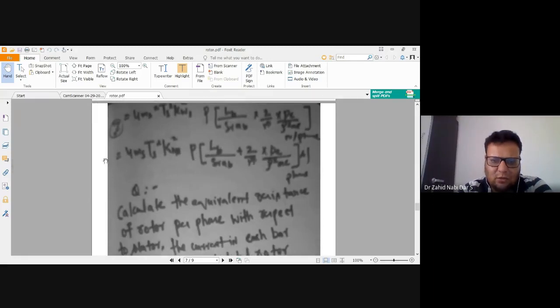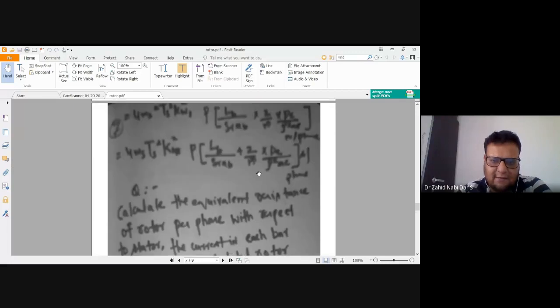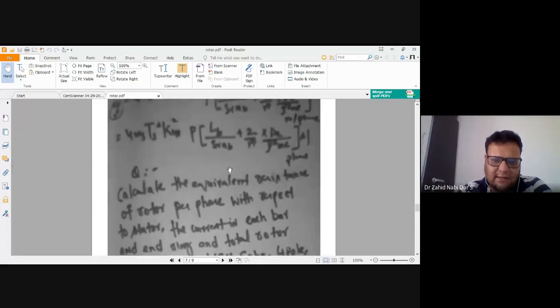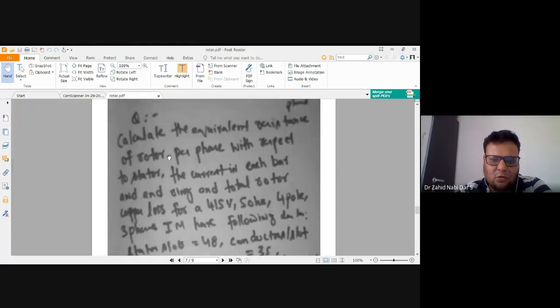So this formula you remember, because I'm not in favor of mugging up formulas, but suppose this derivation does not come and this numerical comes, and you cannot derive it, it will take you some 20 minutes to derive this, again 20 minutes to do this. So better you keep some important formulas at your fingertips, so that you can apply them for examination purposes. So calculate the equivalent resistance of rotor per phase with respect to stator.